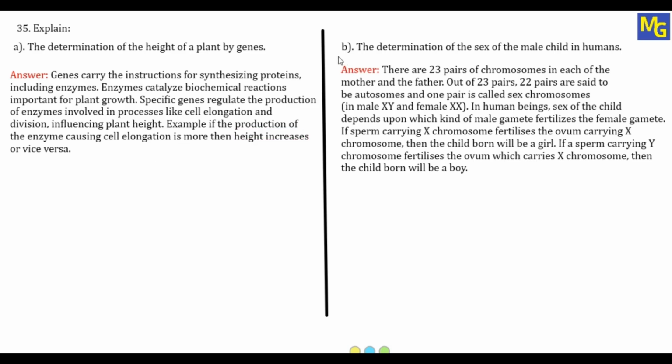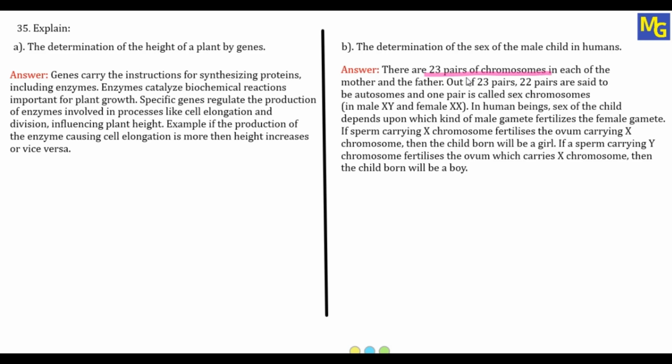Now we will see question B. The determination of the sex of the male child in human being. So how to determine the sex of the male child, we have to explain here. So see the answer. In human being we have 23 pairs of chromosome.